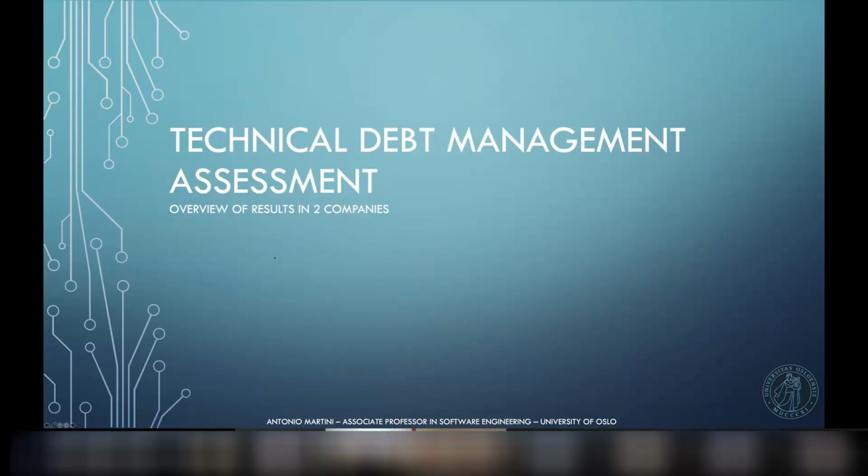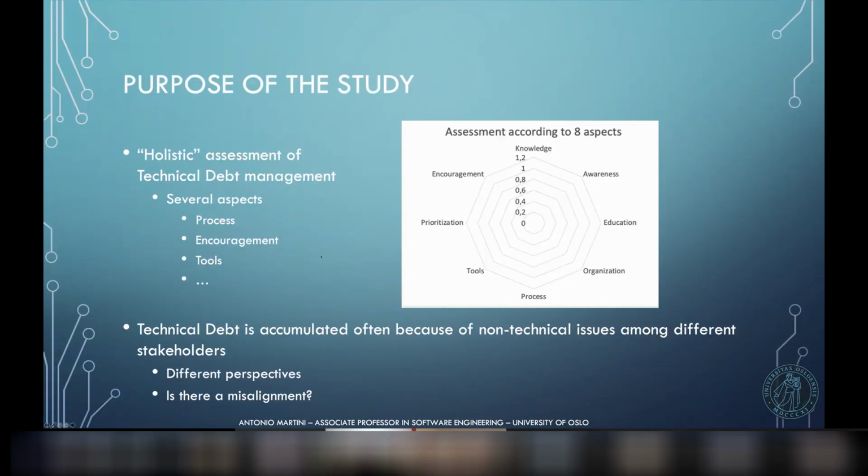Assessment. We actually run this holistic assessment in 2 companies. We are still running that, but let's see what we found here. So the idea here is that we have a holistic assessment of technical debt management. So we have different aspects, 8.